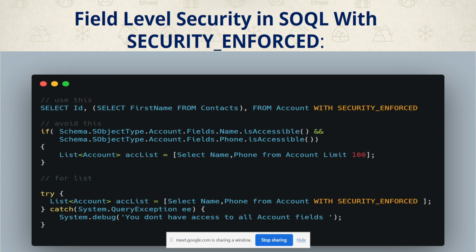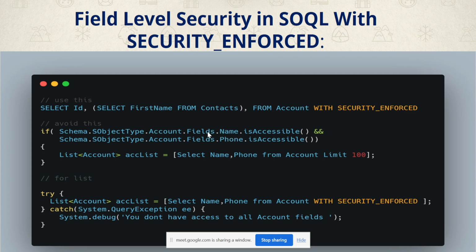And field level security in SOQL with SECURITY_ENFORCED. This is the new technique. If you need FLS, like this user has FLS in the Apex code, always use this kind of keyword in the SOQL. Previously I will show you the drawbacks, the old one. So here this is the old one, avoid this: Schema.SObjectType.Account.fields.Name.isAccessible, which means whether this user can access this field called Name or not.